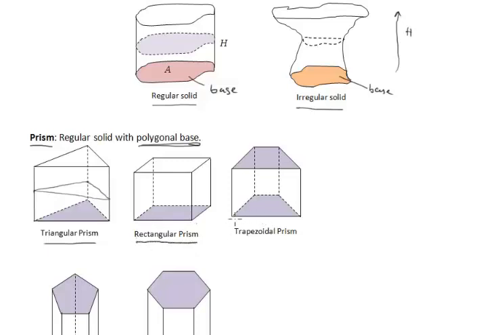For example, here this one, its base is a trapezium. These two arms are parallel and these two arms are not parallel. So this base is a trapezium, and throughout its whole height, the cross-section always remains a trapezium. So if a prism has a trapezium base, then it is called a trapezoidal prism.